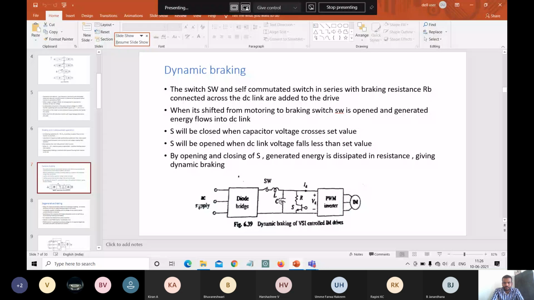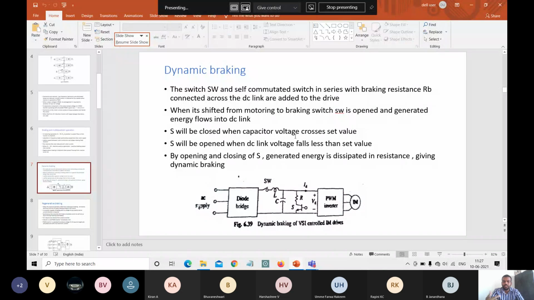So when S is closed, the capacitor voltage crosses its set value. Before, when S was in opened mode, the voltage in the capacitor was under the limit. So after closing the switch S, the capacitor voltage crosses its set value, the prescribed value that we have set.